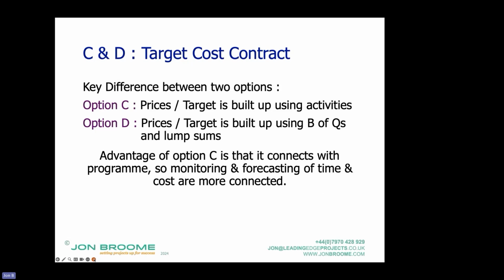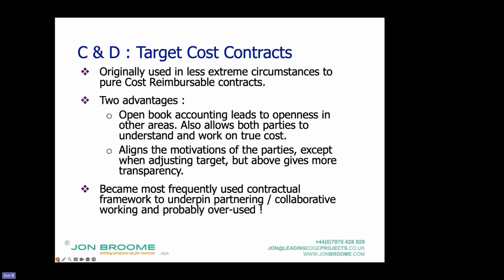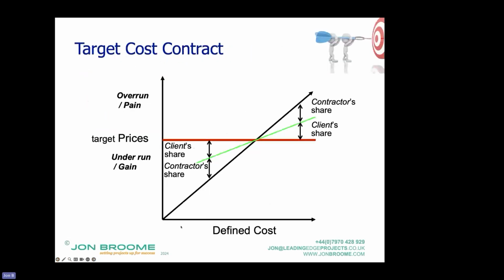Key difference between two options. If go back here, and this is a big one. Under options C and D, both of them, the QSs are counting defined cost as the project progresses. Under option C, though, this price is built up using activities, in theory, in exactly the same way as under option A. Although, because the contractor's paid on this axis, it might not be as broken down in as much detail.